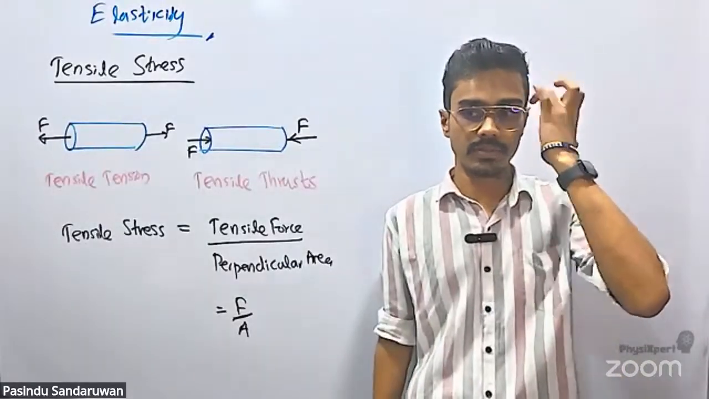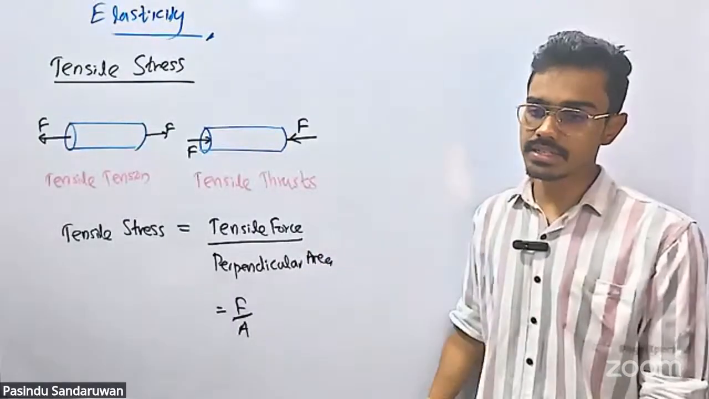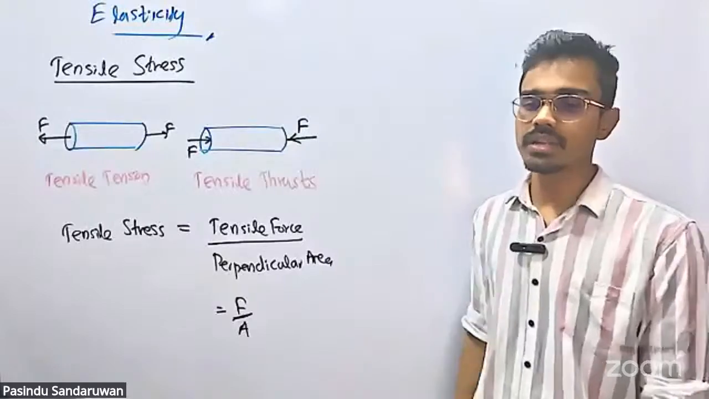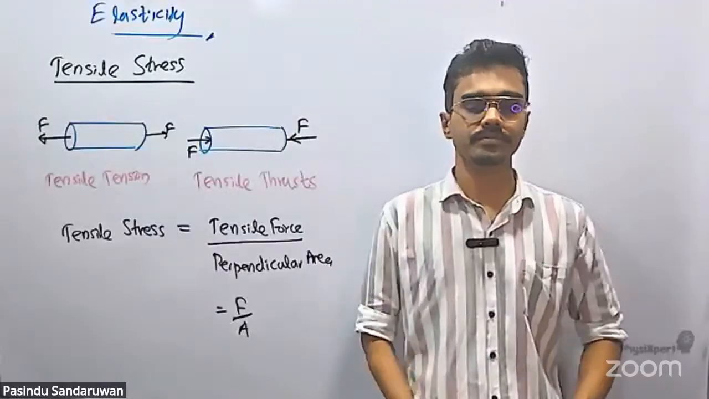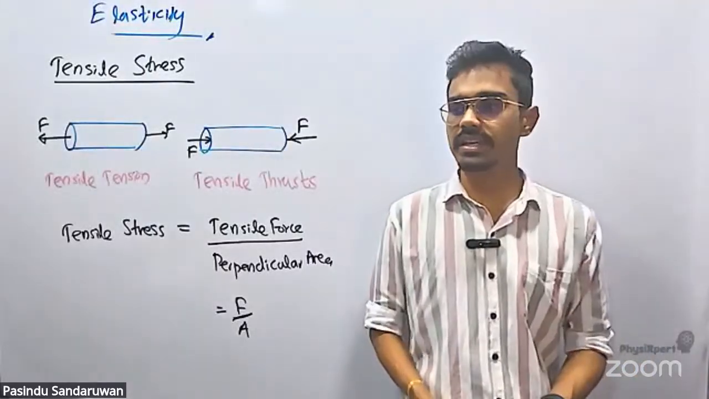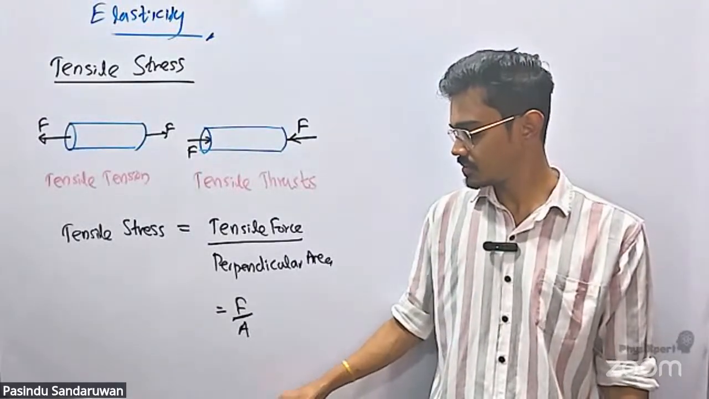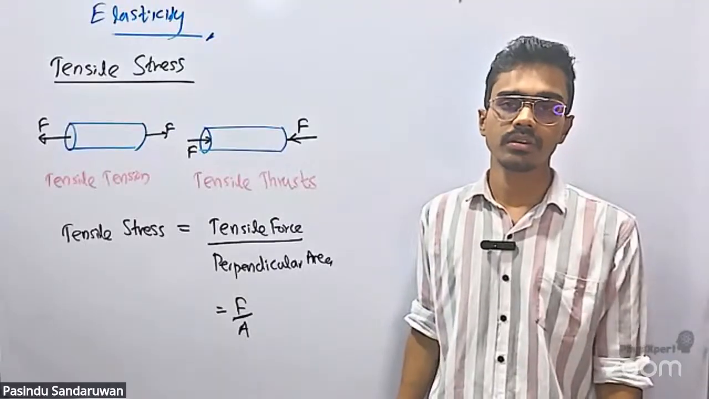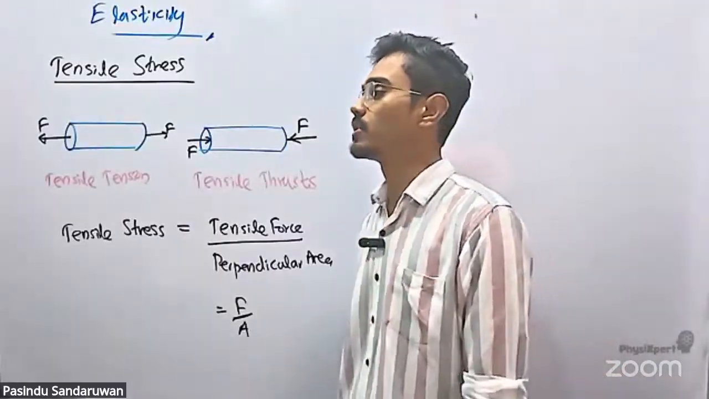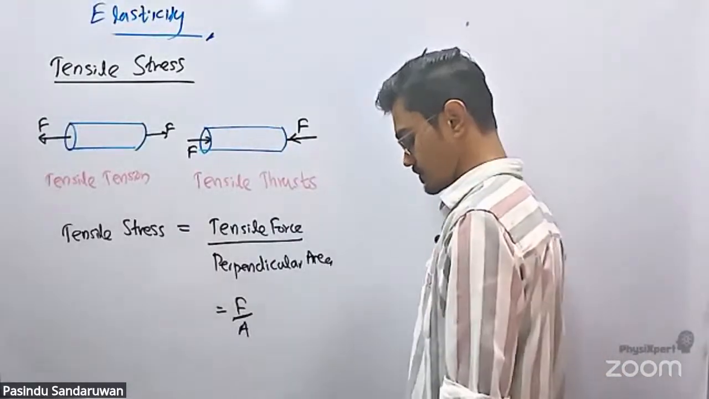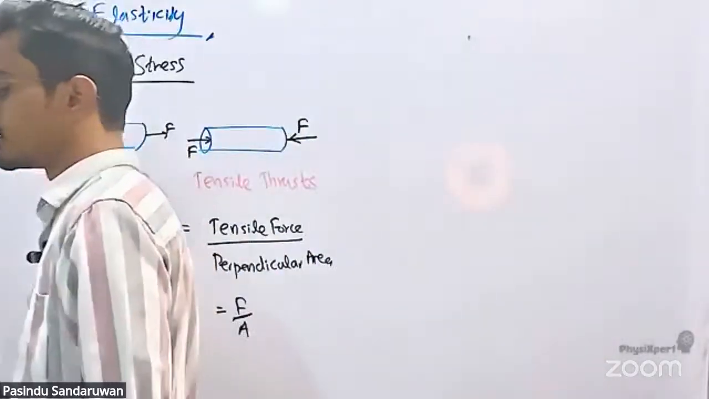Next point, keep using red. Perpendicular area should be considered without holes in the object. Right, let's move on.